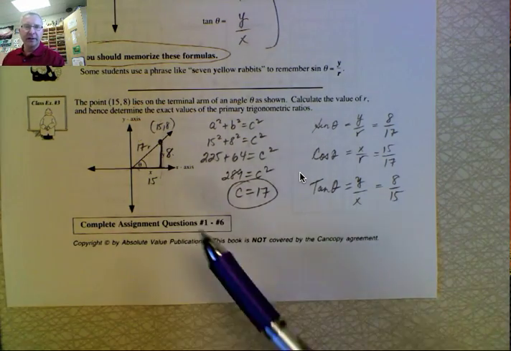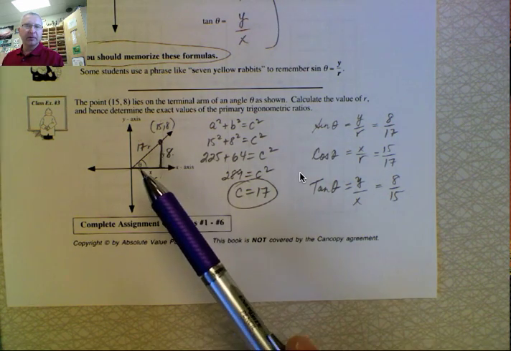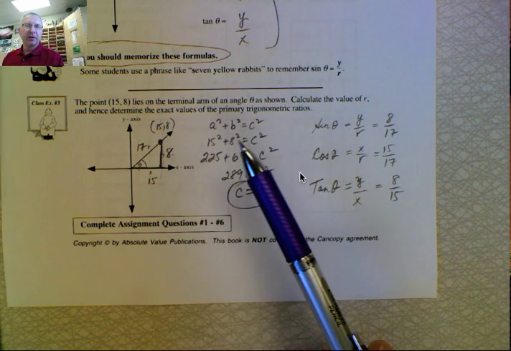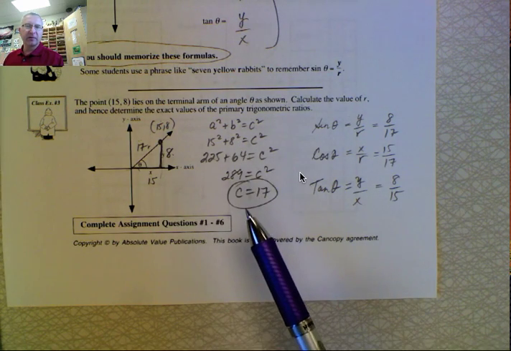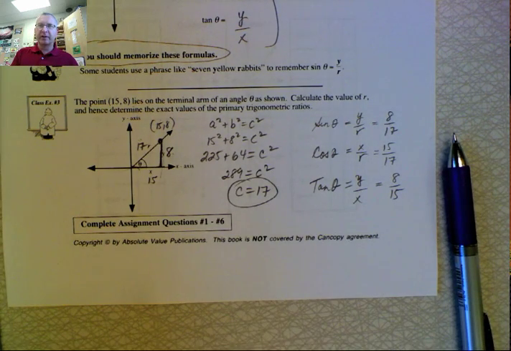So hopefully, if you're given a coordinate on a terminal arm, you're going to be able to draw your right triangle and label the lengths of the sides, use Pythagorean theorem to figure the length of your hypotenuse, and then finish finding your ratios.